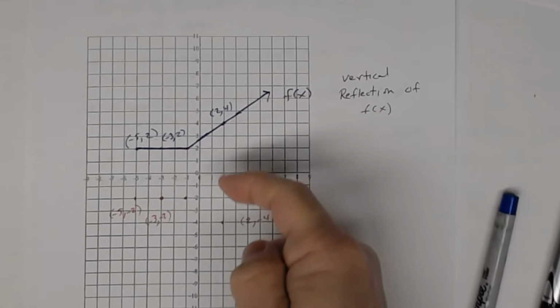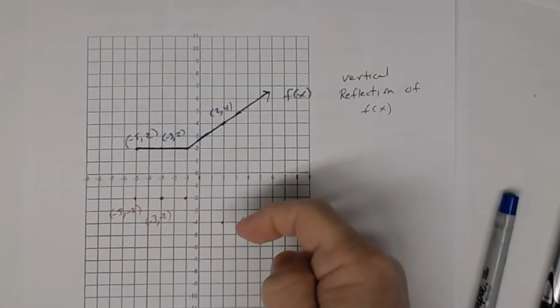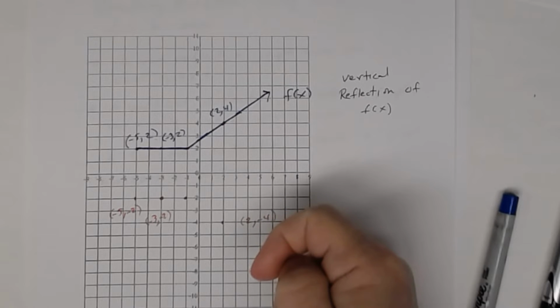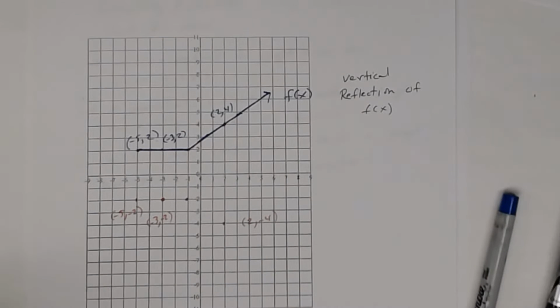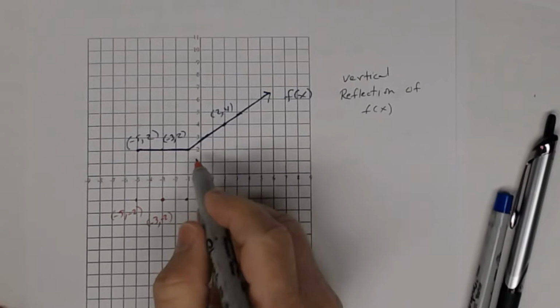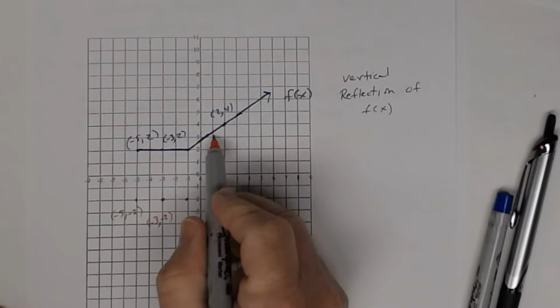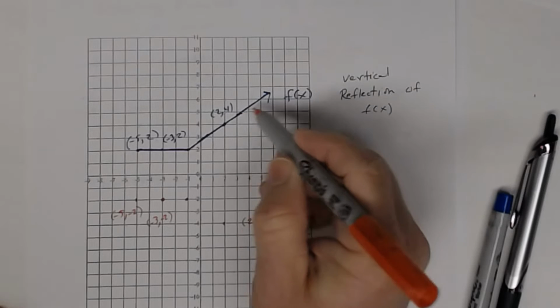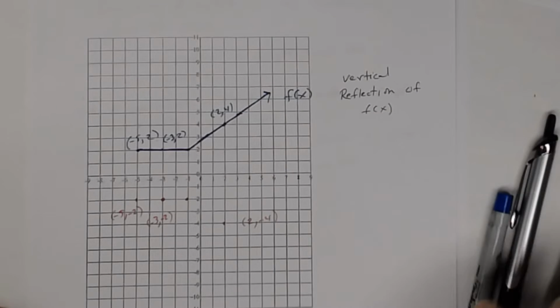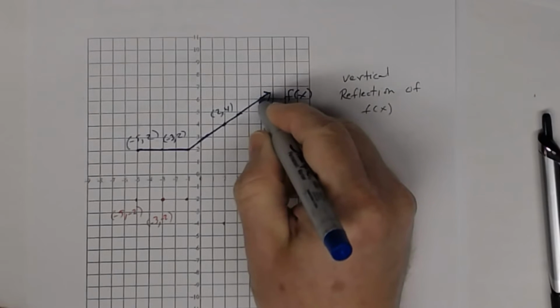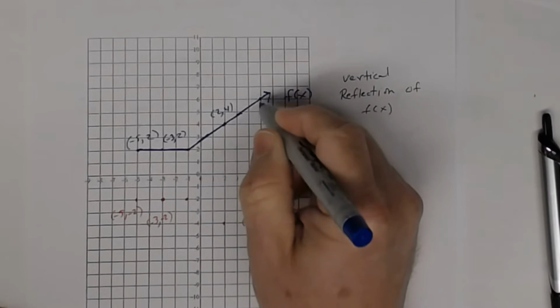The x coordinate stays the same, the y coordinates are opposites. It's easy to visualize. All right, so let's go ahead and finish this graph. So this point here is (2, 4), and then this point, let's use this one right here, is (5, 6).